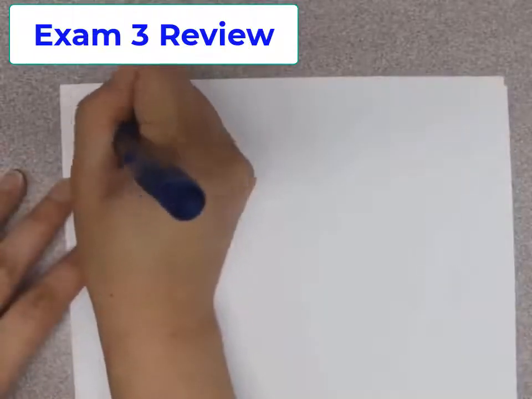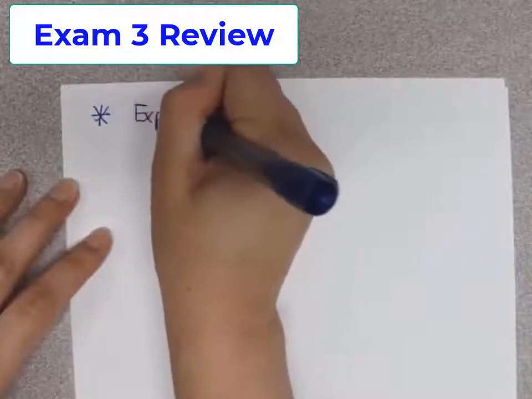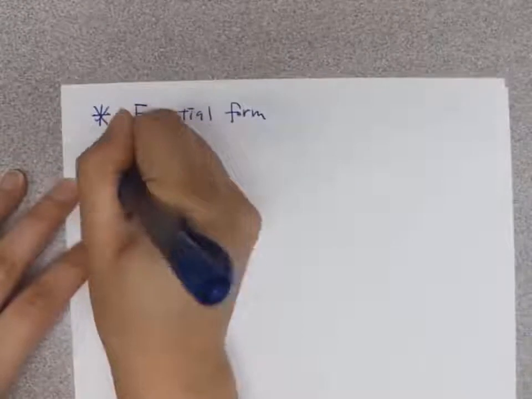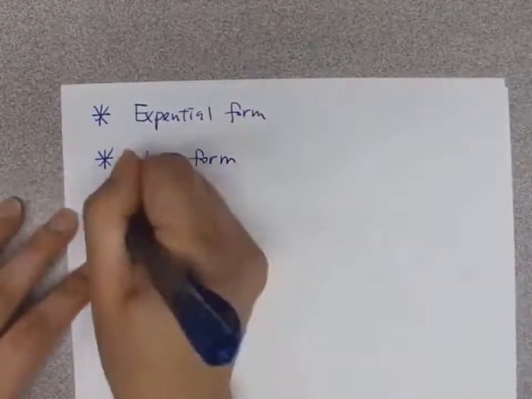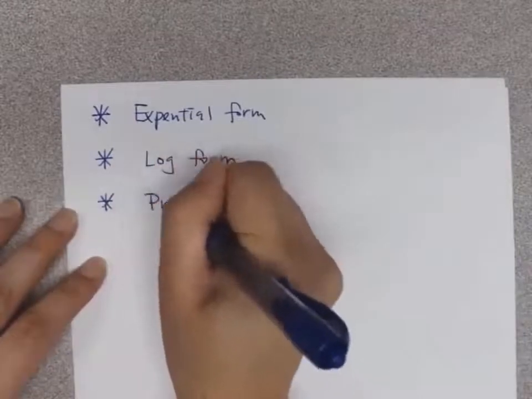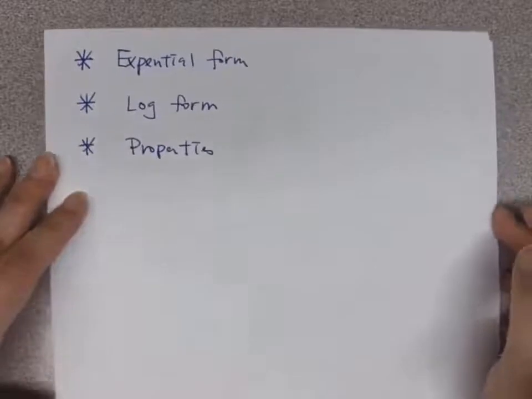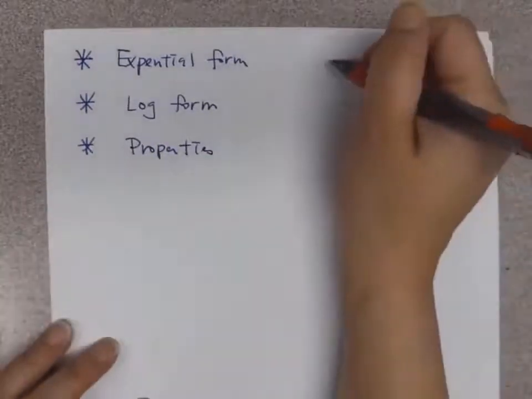There are a few things you have to remember for this test. One is the exponential form. One is the log form. And then one is the property. So anybody know what is the exponential form in words?